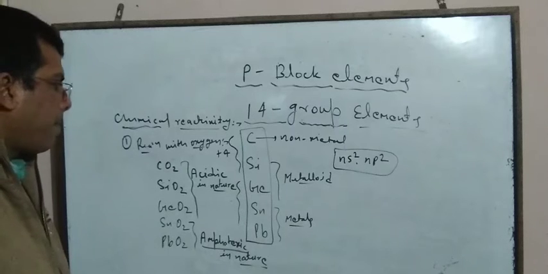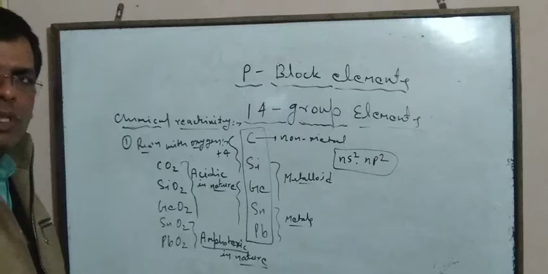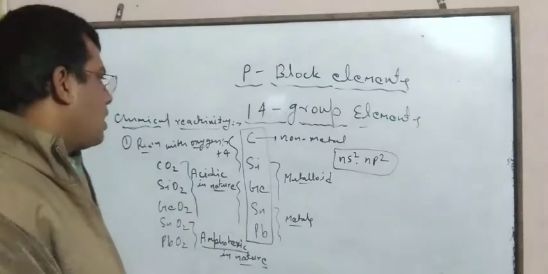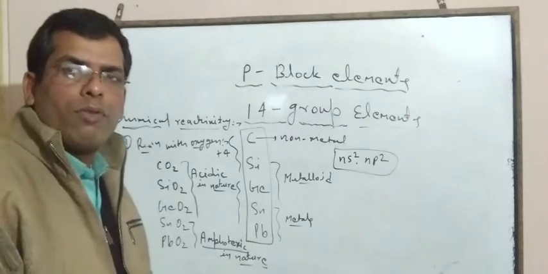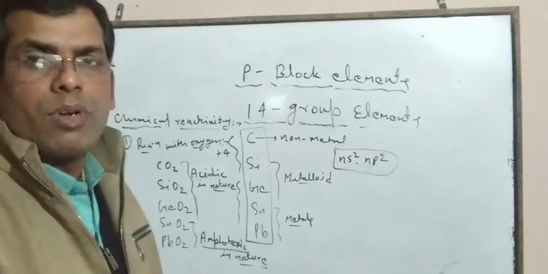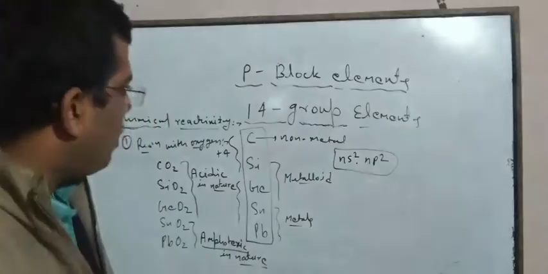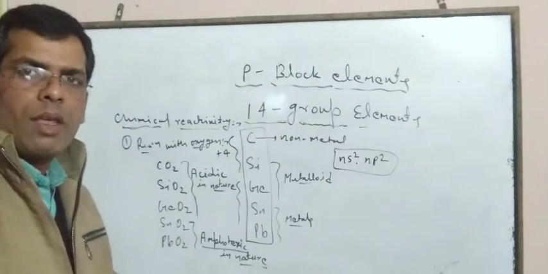These elements can also react with halogens. They react with halogens to form dihalides and tetrahalides, that is EX2 and EX4 type halides. So dear students, write down these things in your copy.